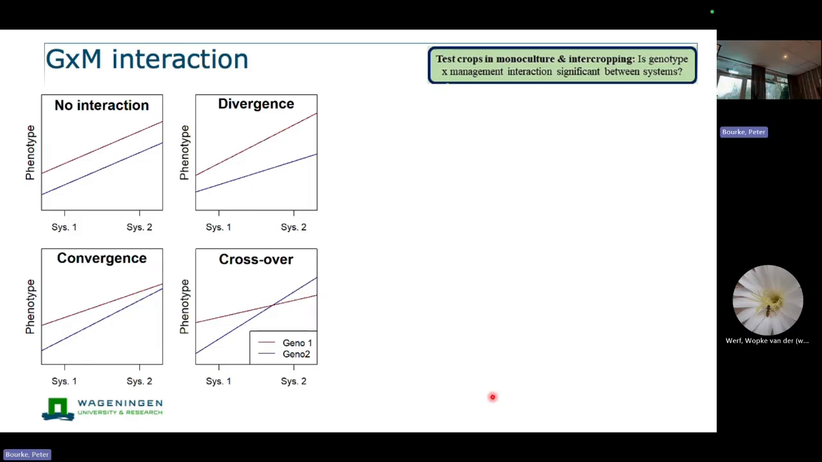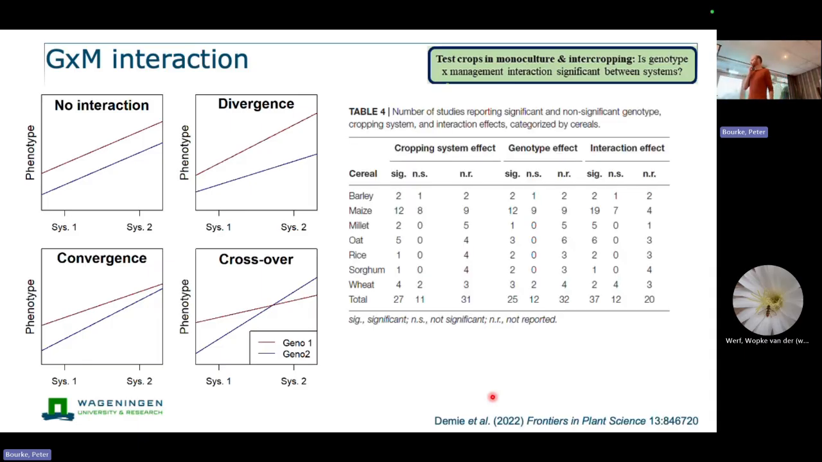So here we would have a stable relative performance. Genotype 1 in red is always better than genotype 2, and by the same amount on this y-axis. But if that relative difference starts to change across systems, then there's a G times M interaction. And a number of years ago, there was this paper that was published that looked across a number of cereal legume intercrop studies, and particularly focused on the interaction effect.